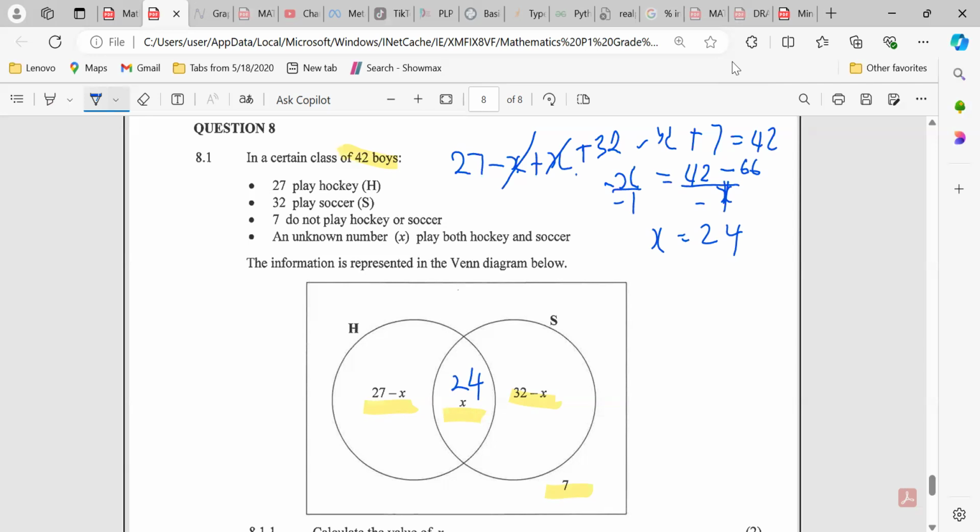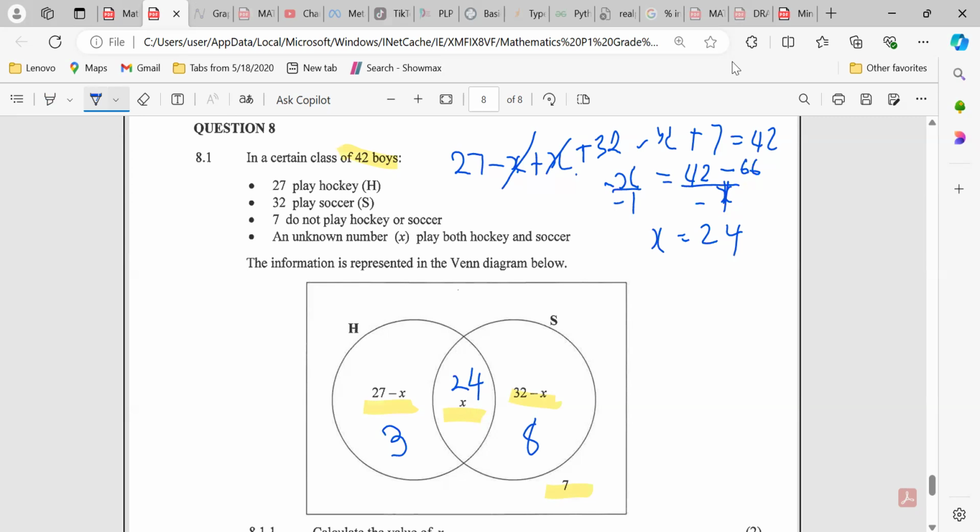We come and update and tell them this is 24. 27 minus 24, what is that going to be? We have 3 people. And then on the other side, we have 8. So we have 3, we have 24, and then we have 8, plus 7. If you say 7 plus 8 plus 24 plus 3, they should give us 42. Those are the total number of people that we are working with.